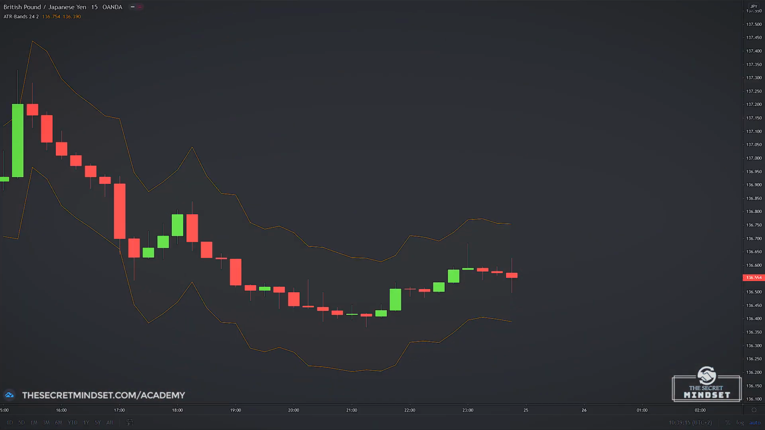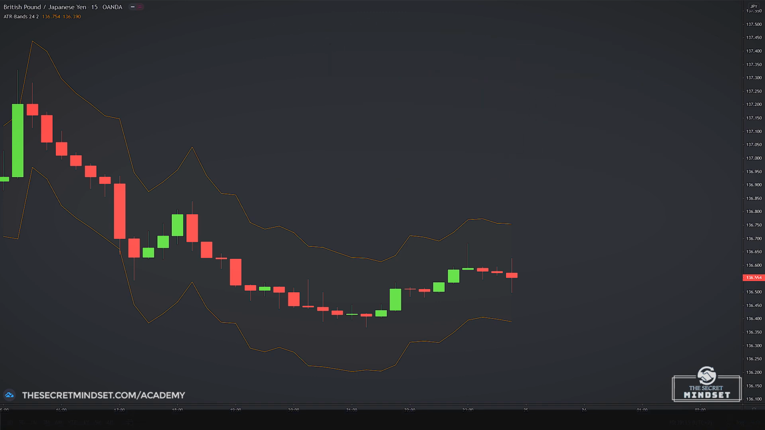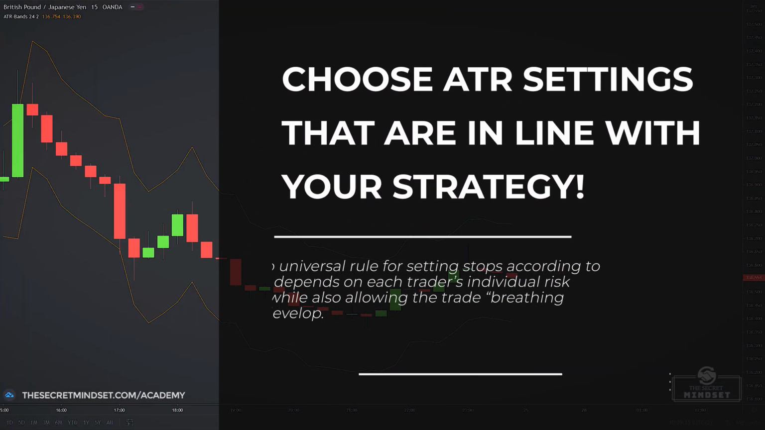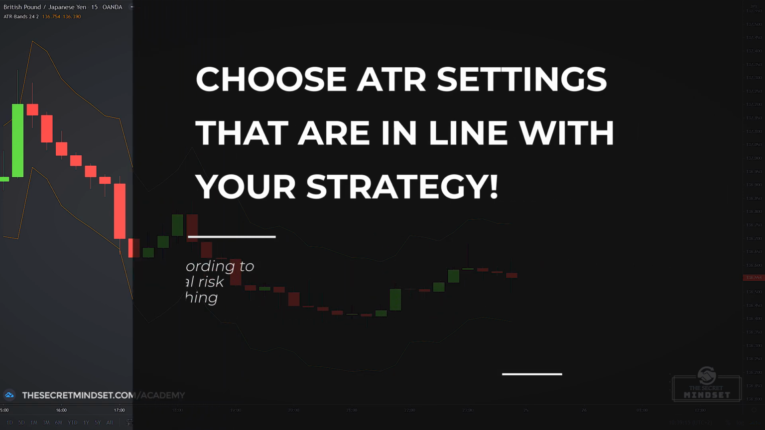ATR multiplier also depends on your trading style. Let's say your current ATR value is 20 pips and you use a multiplier of 2. Then the bands will be 40 pips on each side. If you use a multiplier of 3, the bands will be 60 pips on each side. There is no universal rule for setting stops according to the ATR. It depends on each trader's individual risk tolerance, while also allowing the trade breathing room to develop. So backtest and choose the settings that are in line with your strategy.